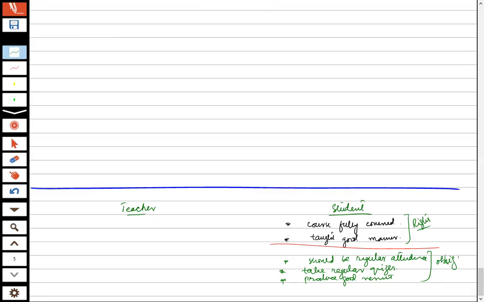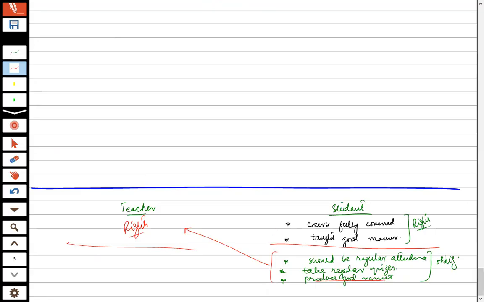Done. Now you can easily differentiate between the rights and obligations. Rights are usually the basic things which students, or anybody, has. Similarly, on the other part there are obligations. If we talk about the teacher's part, what the students' obligations are become the rights of the teachers. If the teacher is teaching vigilantly, is regular, and is conducting tests, then it is the teacher's right that students should produce good results.